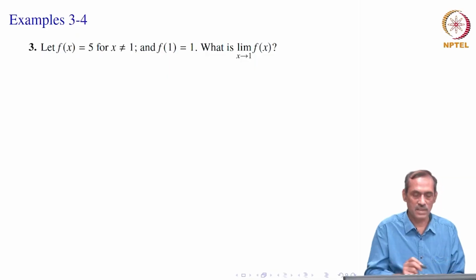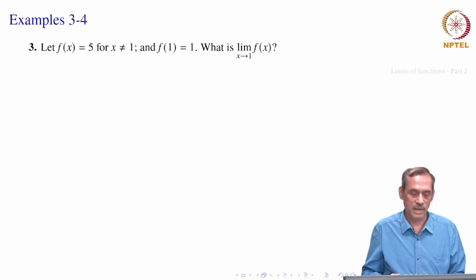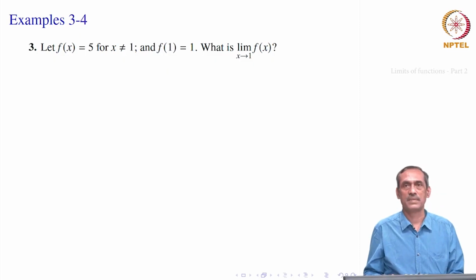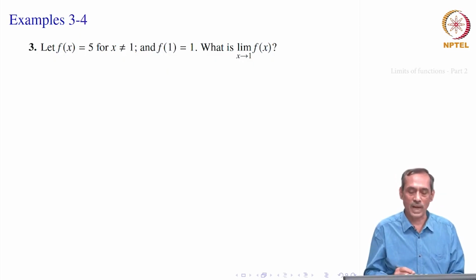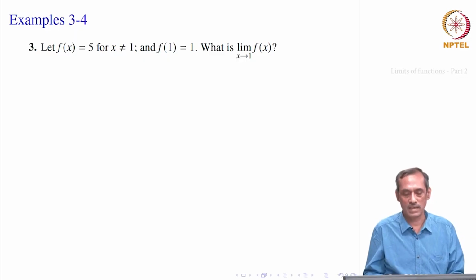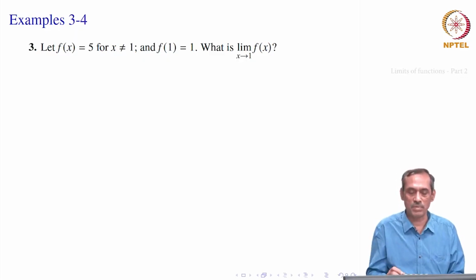Okay. So, let us take another example. Say f of x equal to 5, a constant, for x not equal to 1, and f of 1 equal to 1. So, f is defined over the whole of real numbers now. At 1 it is taking the value 1, and everywhere else it is 5. Now, what should be the limit of f x?